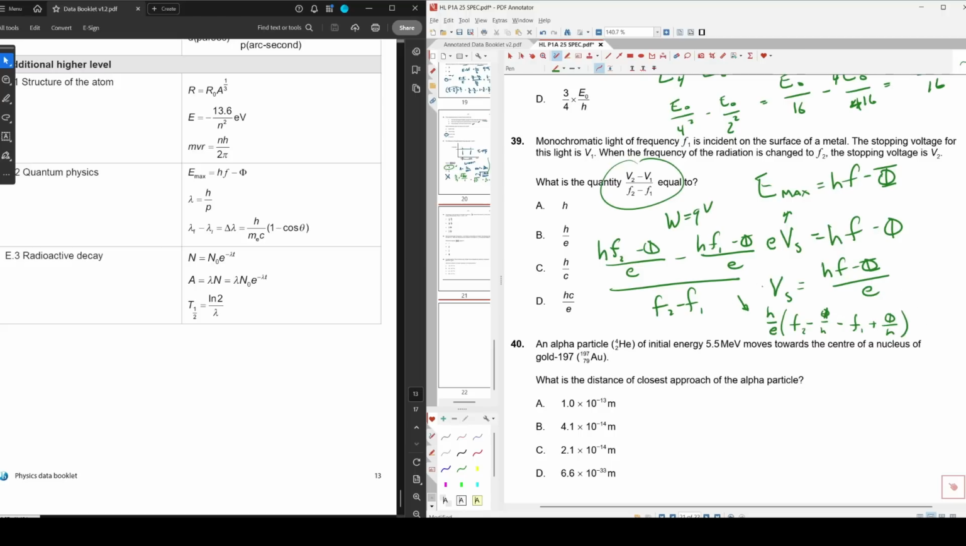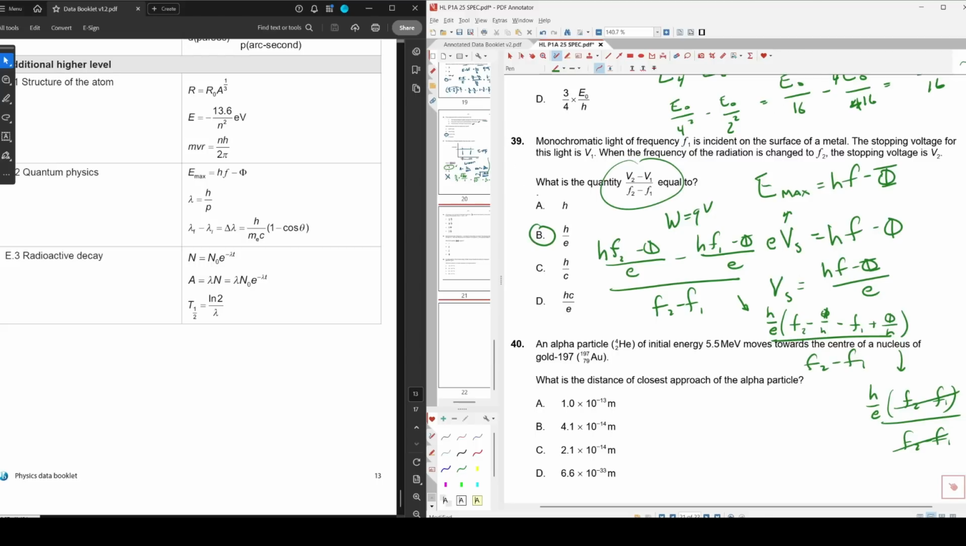This is just the top, by the way. It's all this over this. So minus this plus this, those go away. Well, this is fun math, I guess, but it's a little ridiculous for paper one. It's just going to be F2 minus F1 over F2 minus F1. Cancel, cancel. It's B. That's the answer to this one.